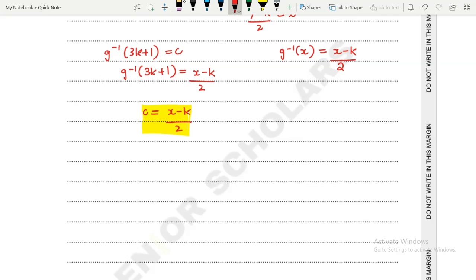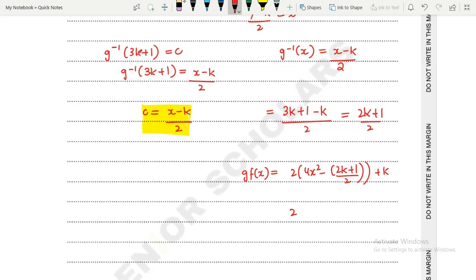So we have to eliminate the x because we have g inverse of 3k plus 1. So we can simply put this as 3k plus 1 minus k over 2. So this becomes 2k plus 1 over 2. Now we can do the rest of the thing. g of f of x is equal to 2 into 4x squared minus c. It becomes 2k plus 1 over 2 and plus k.